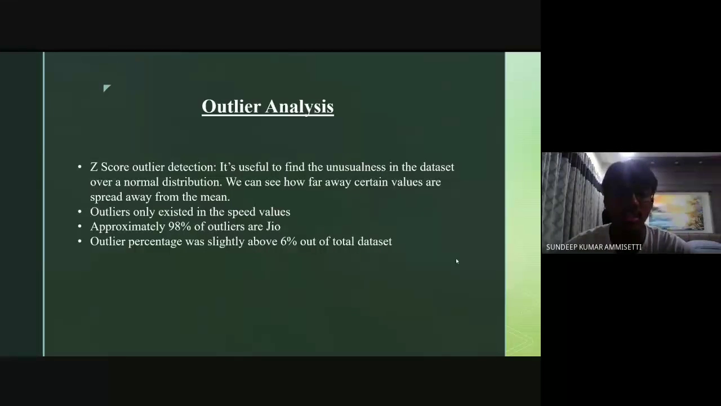Working with these threshold levels across the speed values and strength values, we found that there are outliers only in speed values. 98% of the outliers are in the upload data. And these outliers only exist for z-score values greater than 3. The total outlier percentage is only slightly above 6% of the total data set.